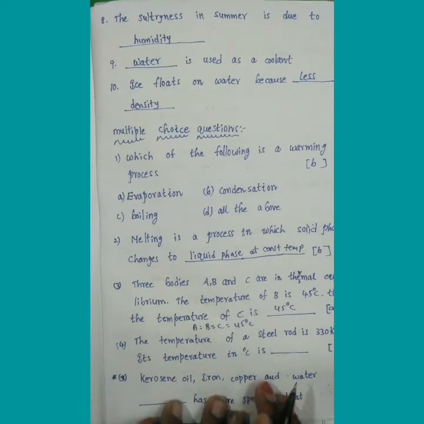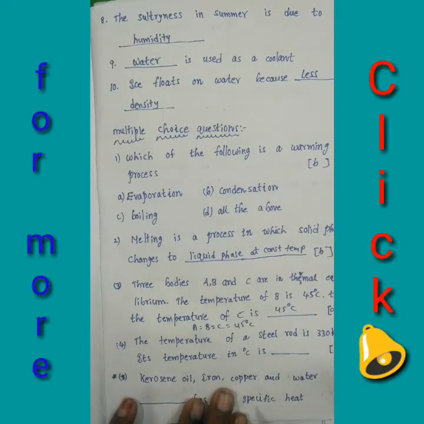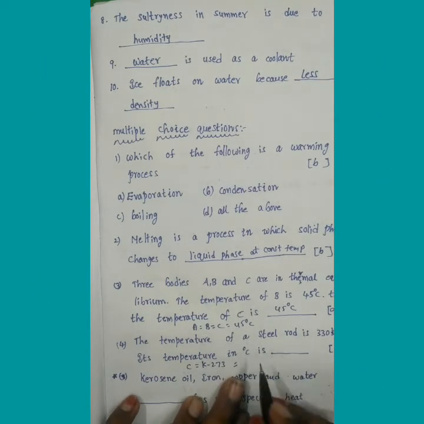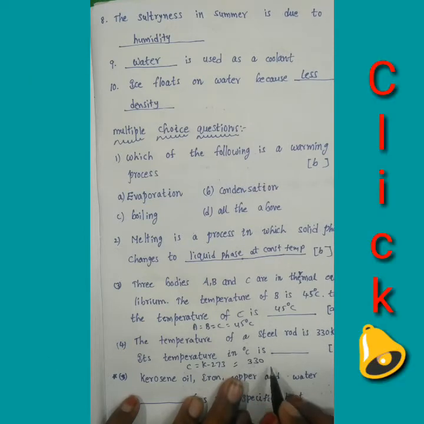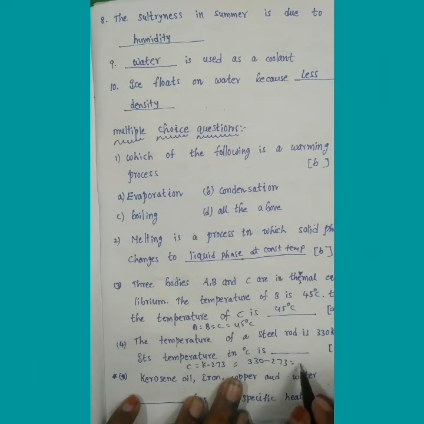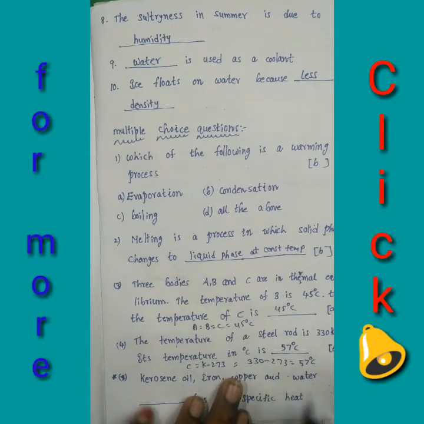The temperature of a steel rod is 330 Kelvin. Its temperature in degrees centigrade is? Here also we use C equals K minus 273. K is given as 330. 330 minus 273 equals 57 degrees centigrade. That means option B is the correct option.